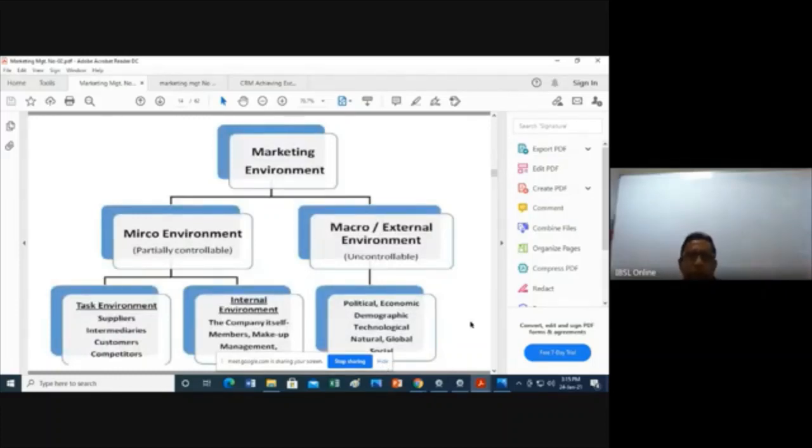All right. So remember this carefully. The marketing environment includes two major environments, the micro and the macro. The micro environment consists of the task and internal environments, and the macro environment focuses on political, economic, demographic, technological, natural, global, and social factors.